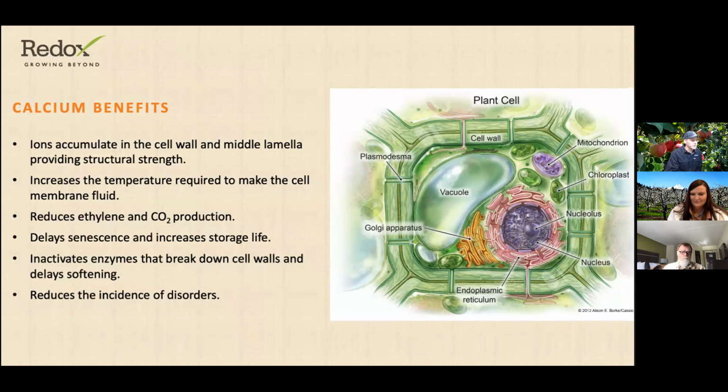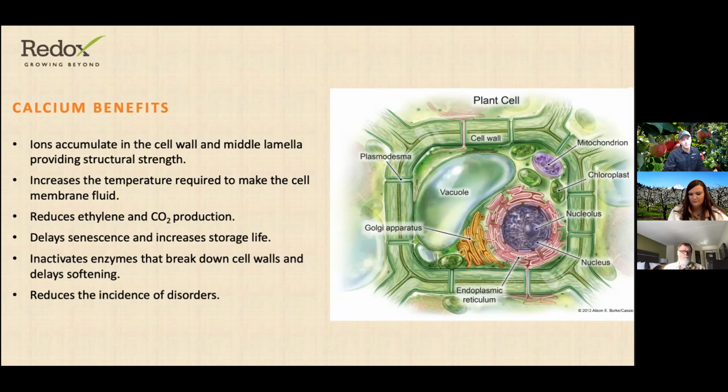Calcium reduces ethylene and CO2 production, which then delays senescence and increases storage life. And this is something that we're very interested in, in terms of delaying the ripening process or keeping the peak respiration activity down when we're effective at delivering calcium to the plant. These are some of the benefits that we can expect.